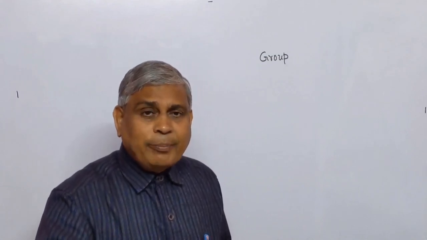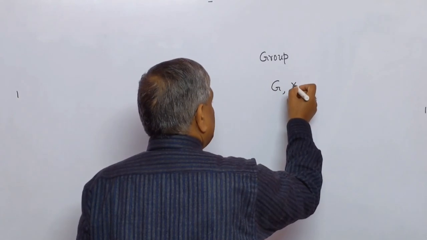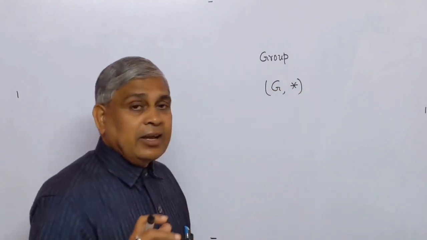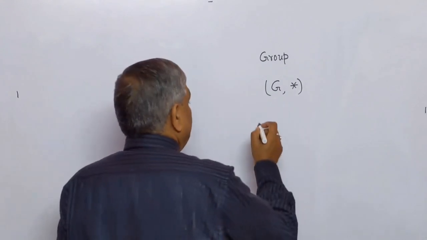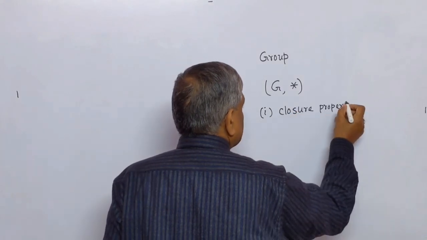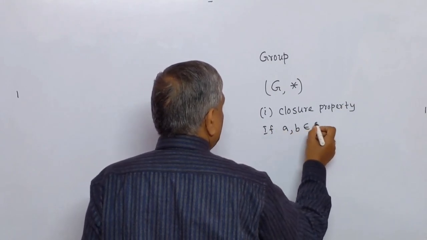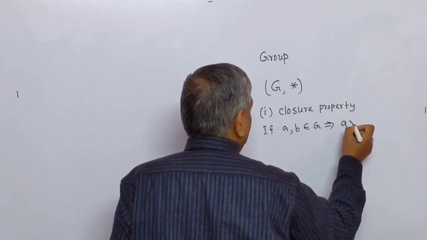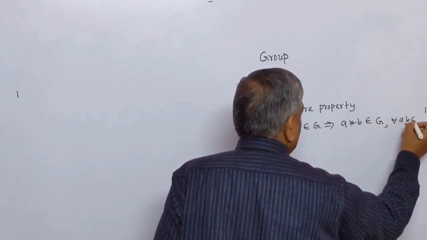The characteristics is known by applying some operations. Let us consider a non-empty set G with binary operation star, such that this algebraic structure satisfies some properties. Number 1, closure property. That means if A, B belong to G, implies that A operation B belongs to G for all A, B belong to G.